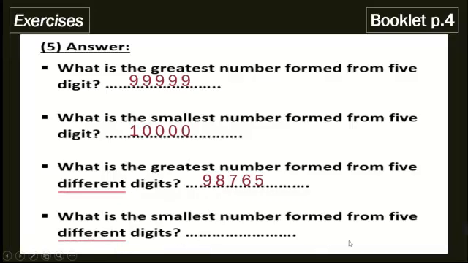What about the smallest number formed from also different digits? Someone will tell me, Miss, we will write 0, 1, 2, 3, 4. And I'll tell you that this is wrong. Why? Because 0 on the left has no value. If we want to read this number, it will be 1,234, and it's only a 4-digit number, and he wants a 5-digit number. So what will we do? We will take this 0 and put it between the first two digits. It will be like this: 10,234.